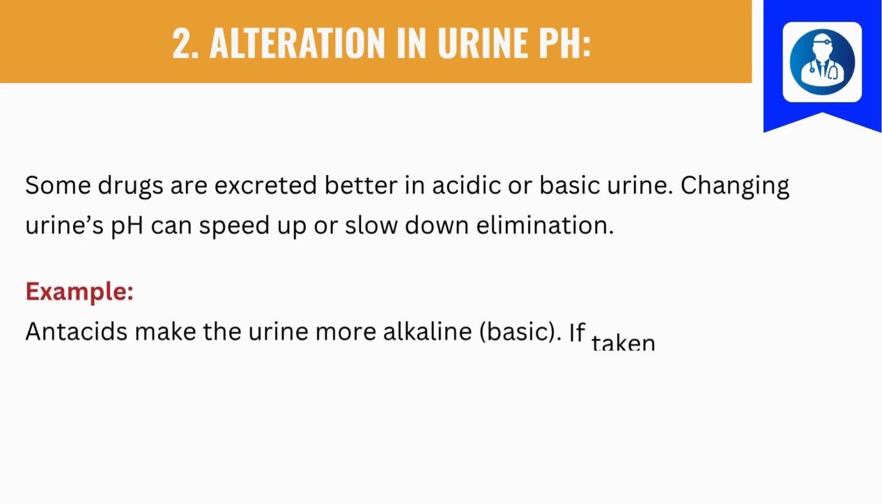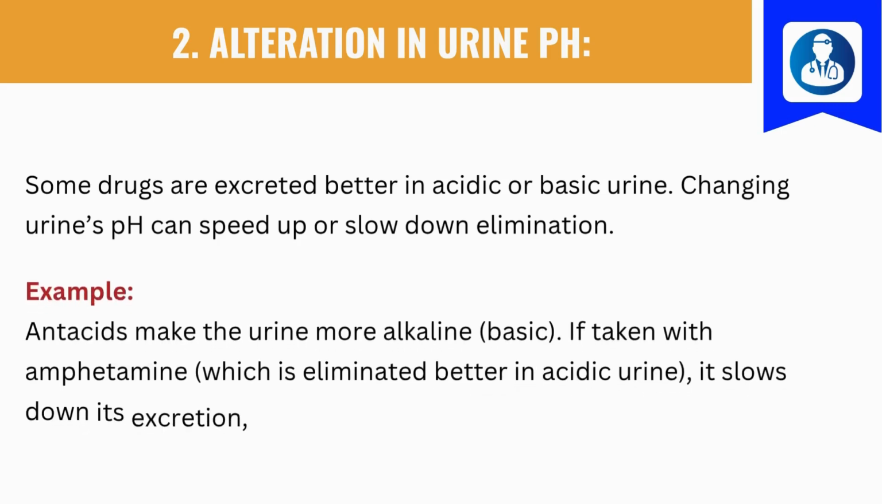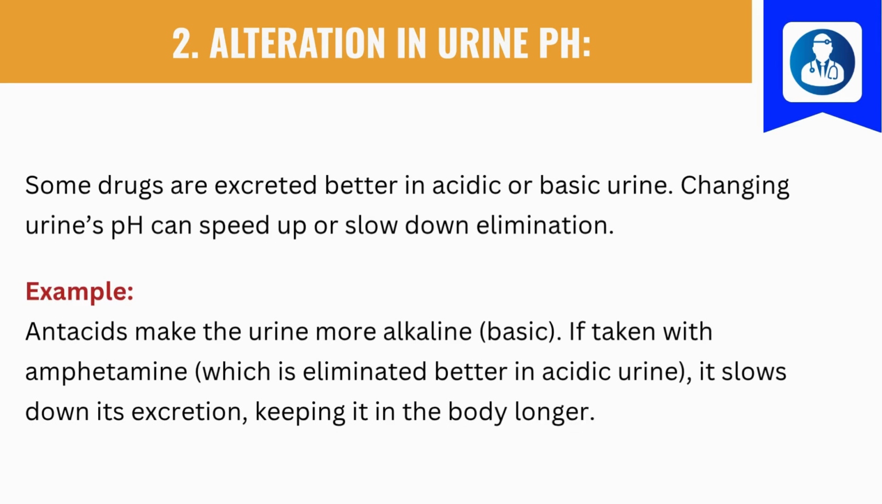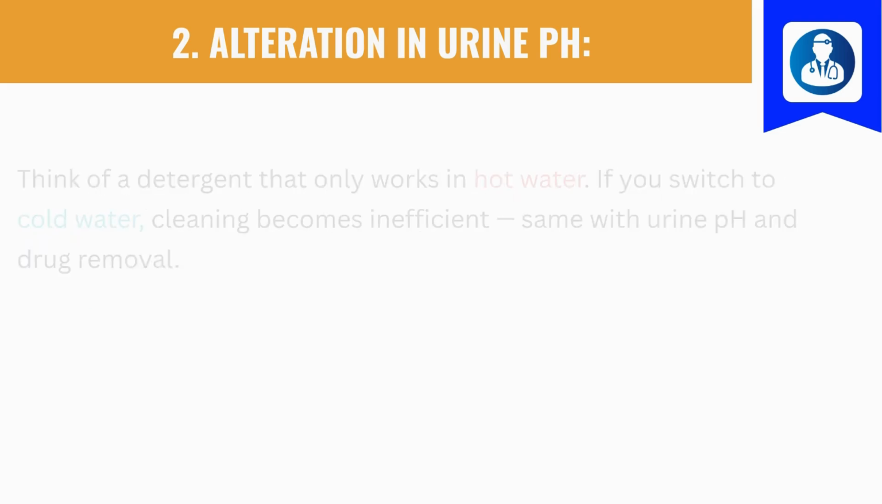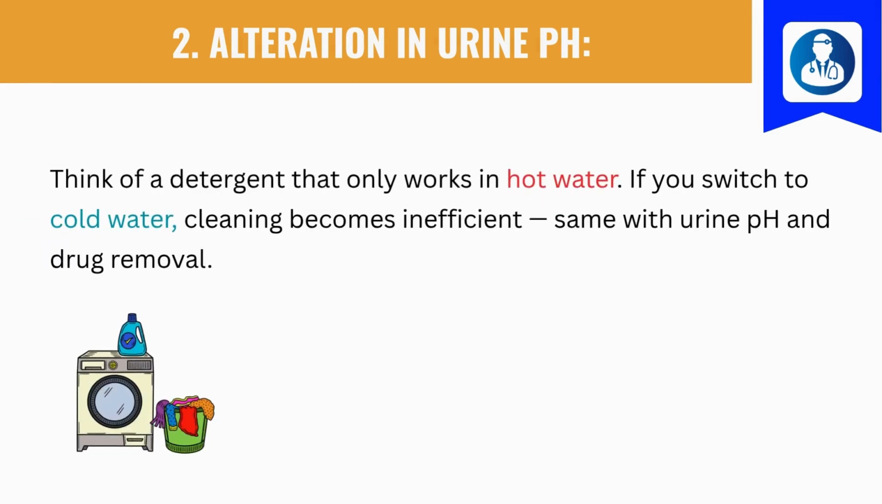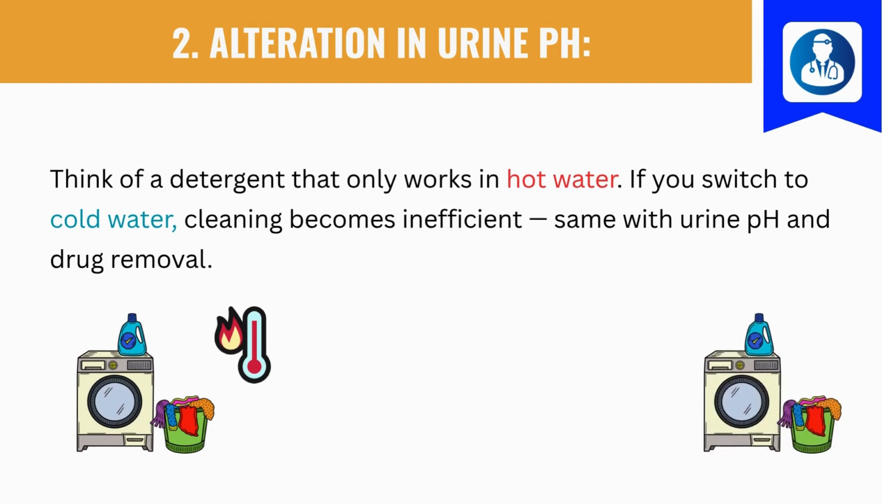Example: antacids make the urine more alkaline, basic. If taken with amphetamine, which is eliminated better in acidic urine, it slows down its excretion, keeping it in the body longer. Here is a simple analogy. Think of a detergent that only works in hot water. If you switch to cold water, cleaning becomes inefficient, same with urine pH and drug removal.